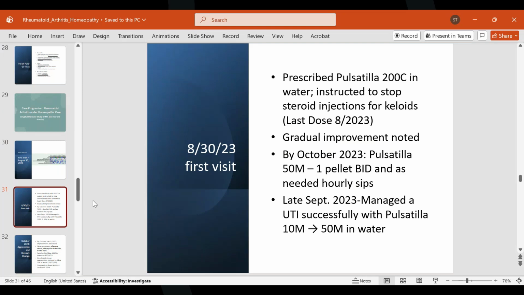But this patient had such a good response to homeopathy, she decided to do that. Gradual improvement. By October of 2023, she was up to pulsatilla 50M. You notice August, September, within 2 months, I already went up to 50M. I didn't hesitate. That was higher than she had been before, and she wasn't taking a water dose. She was taking 1 pellet twice a day and as needed sips. And then in September, we managed a UTI successfully with pulsatilla 10M to 50M. So that was 2023.